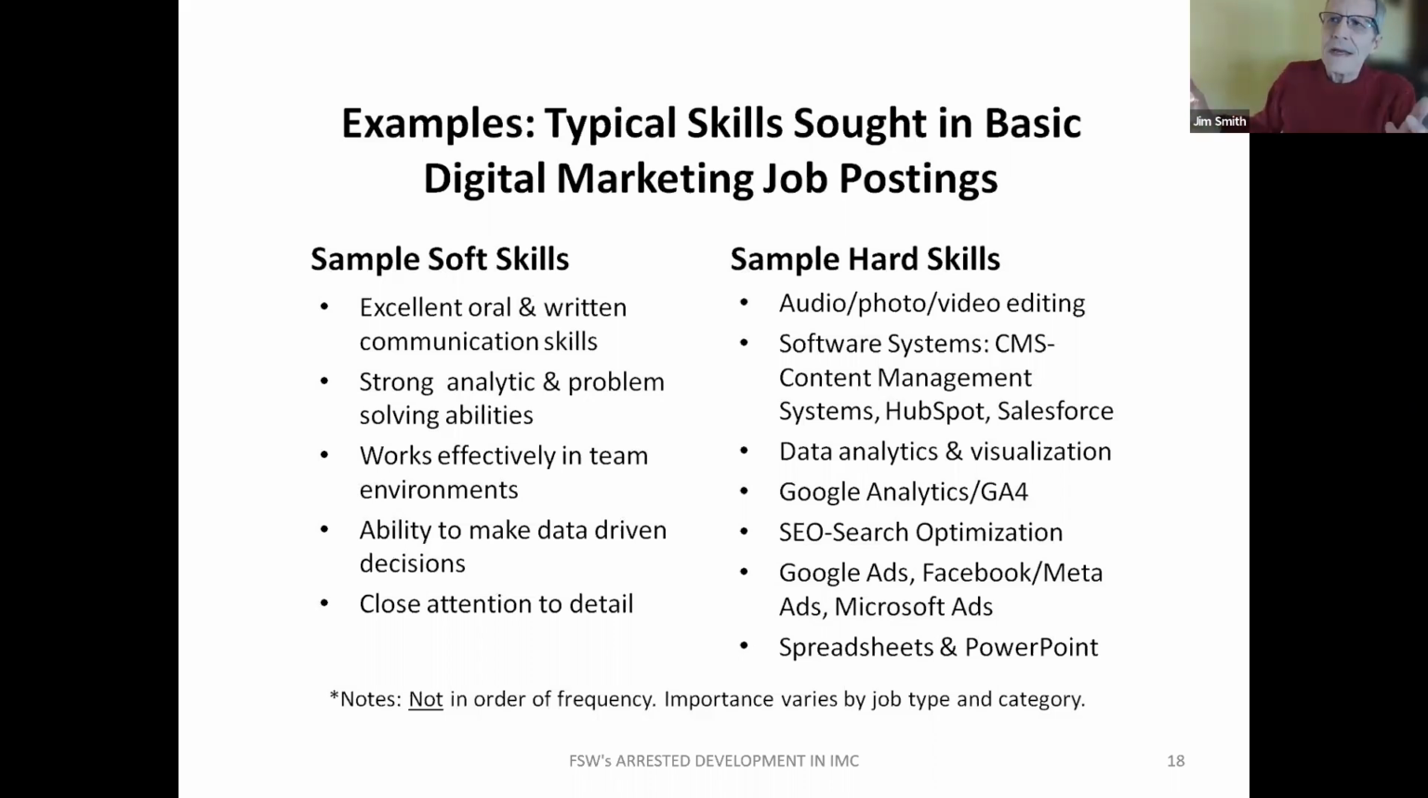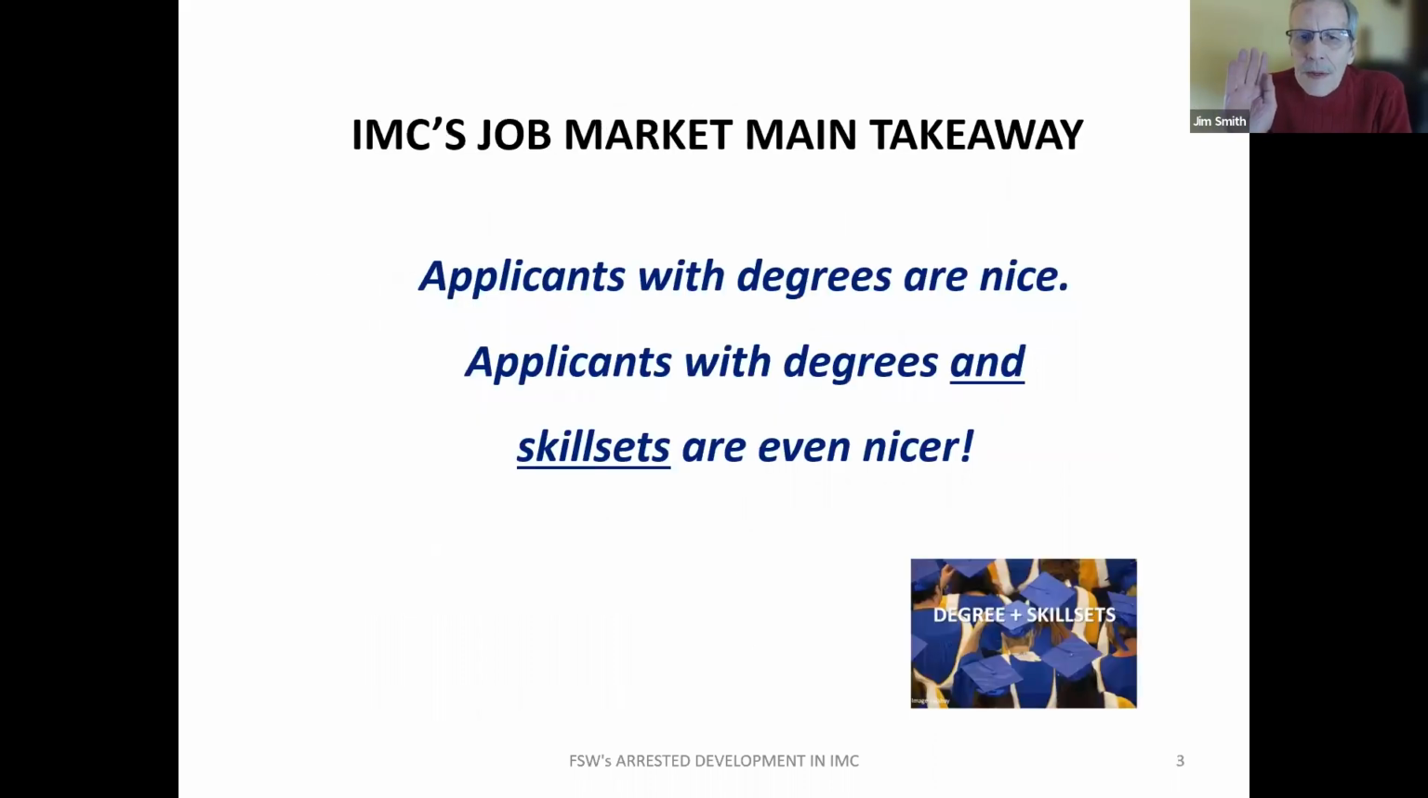So what does this all mean? What is the main takeaway for this? Well, the main takeaway is basically very simple. IMC's job market is such that they want applicants with degrees and skill sets. So to put it another way, applicants with degrees are nice, but applicants with degrees and skill sets are even nicer. So that's a summary, and I hope that was helpful.